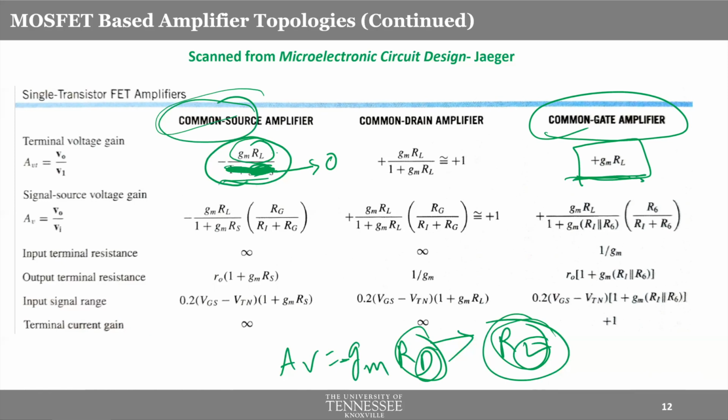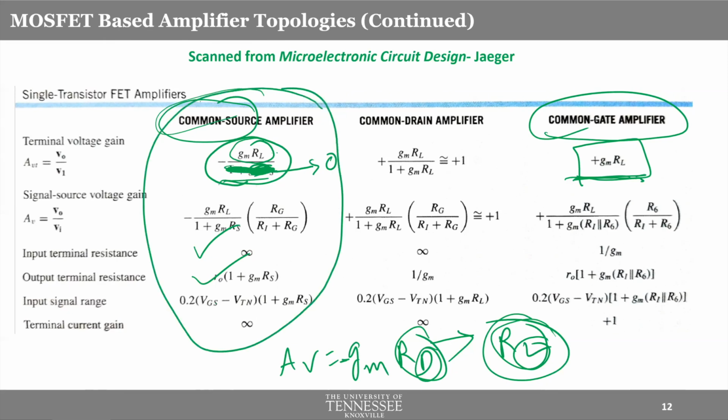That's the major difference. Now choose wisely, right? Whichever one you want. That's not the end of the story. There are other parameters to consider: input terminal resistance, output terminal resistance. Considering all of this, it turns out the common source amplifier is usually the more versatile and easier to design amplifier, and that's why it's most widely used.